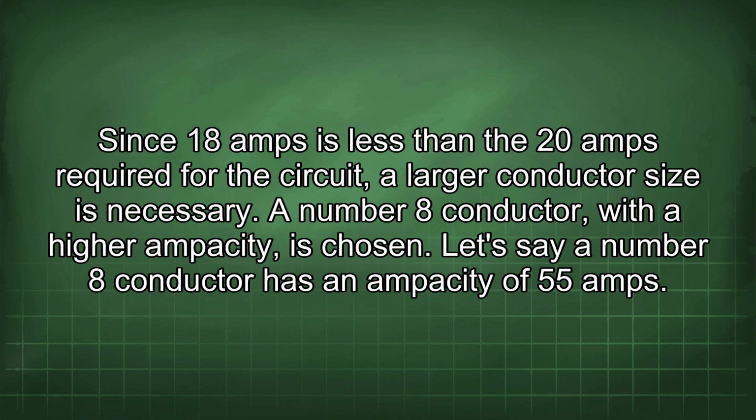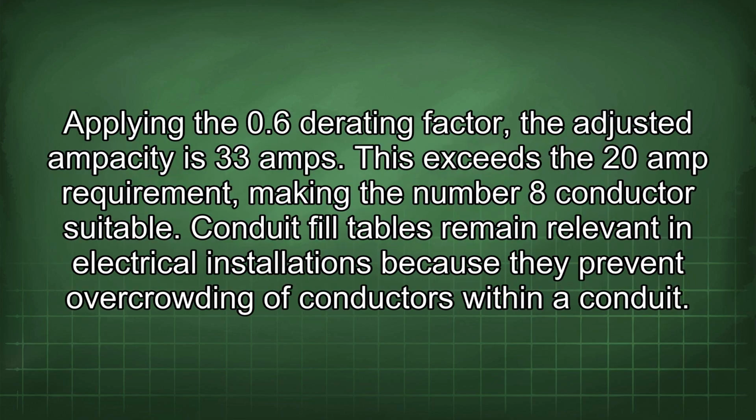A number 8 conductor with a higher ampacity is chosen. Let's say a number 8 conductor has an ampacity of 55 amps. Applying the 0.6 derating factor, the adjusted ampacity is 33 amps. This exceeds the 20 amp requirement, making the number 8 conductor suitable.